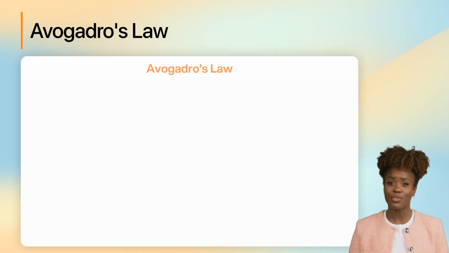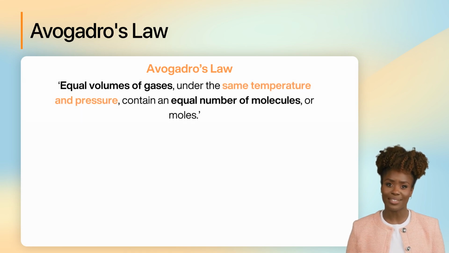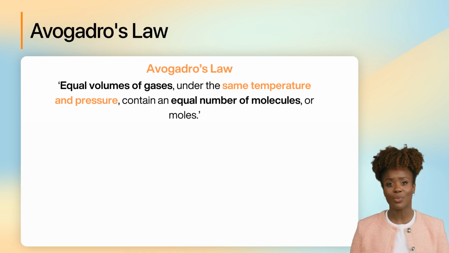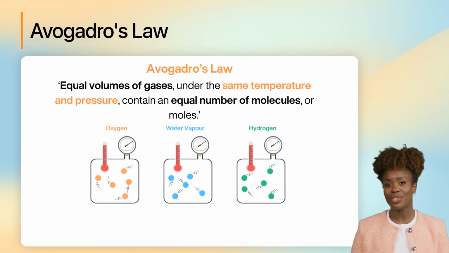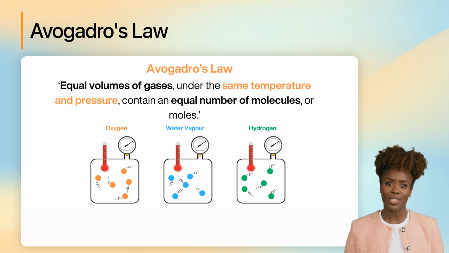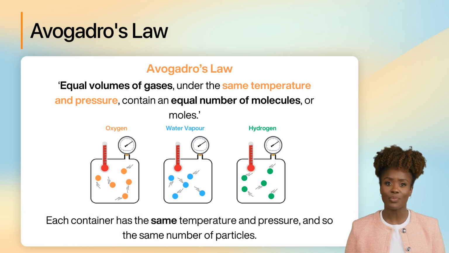Avogadro's law is a fundamental concept in chemistry. It states that equal volumes of gases under the same temperature and pressure contain an equal number of molecules or moles. For example, suppose you have 3 identical containers, all at the same temperature and pressure, where one has oxygen, 1 water vapor, and 1 hydrogen. If you were to count the number of particles in each container, you would find that it's the same number for all 3 containers. This is due to Avogadro's law.